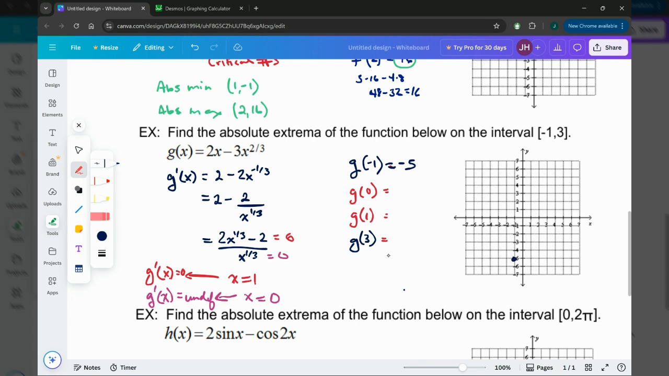If I plug in 3, I'm going to have to use my calculator on this because I don't want to take 3 to the 2/3. So I'm going to take 2 times 3 minus 3 times 3 raised to the 2/3. And I get negative 0.240.